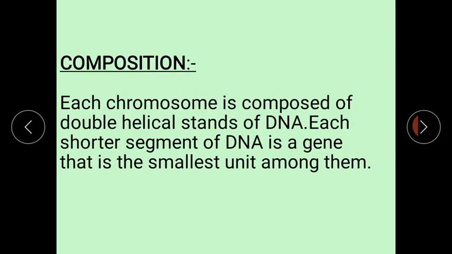Now we will study the composition of chromosome. Each chromosome is composed of double helical strands of DNA. What is the meaning of double helical strand? When two strands wind around each other like a twisted ladder, those strands are called double helical strands. Each shorter segment of DNA is a gene, that is the smallest unit among them.